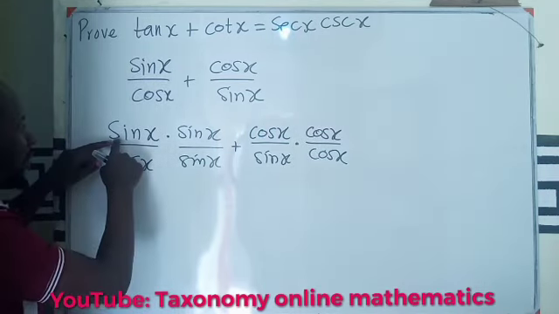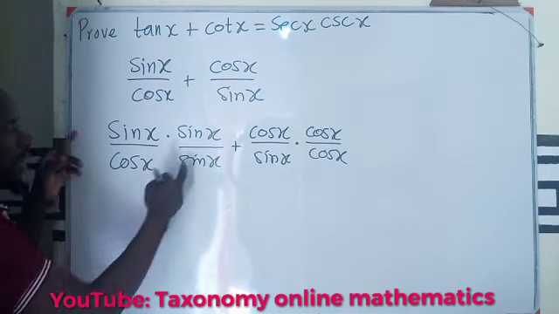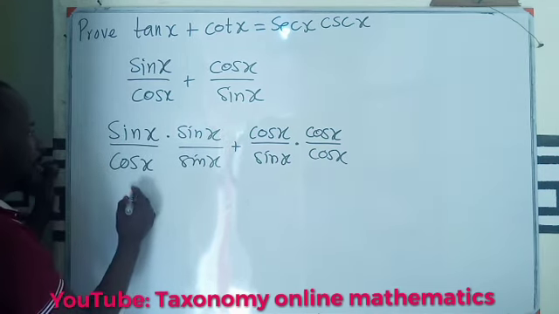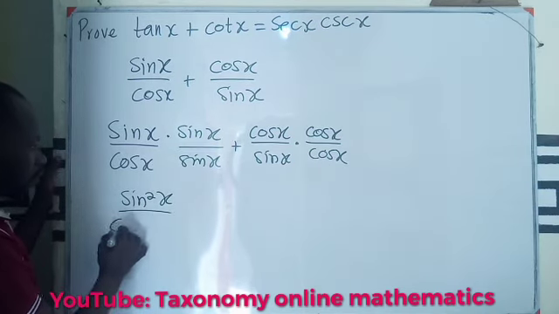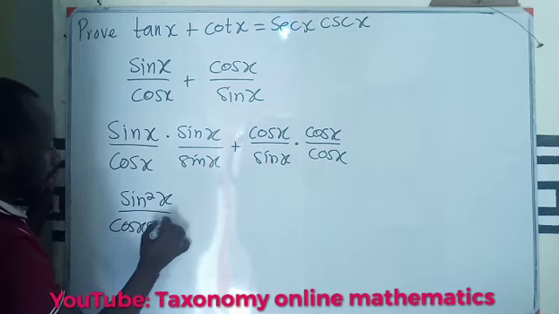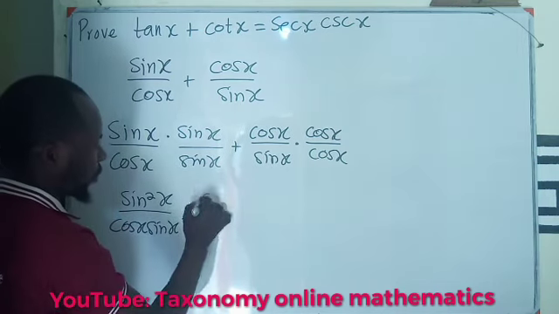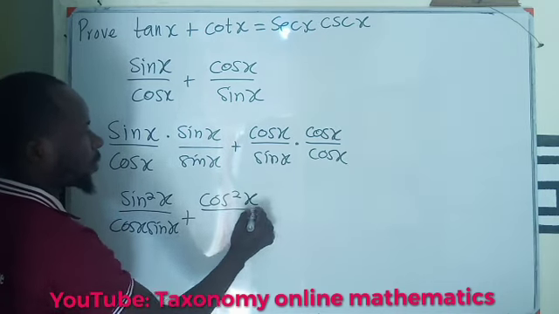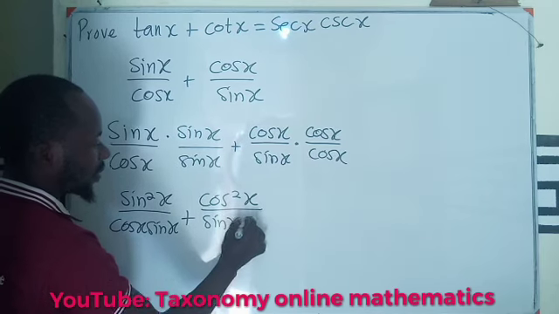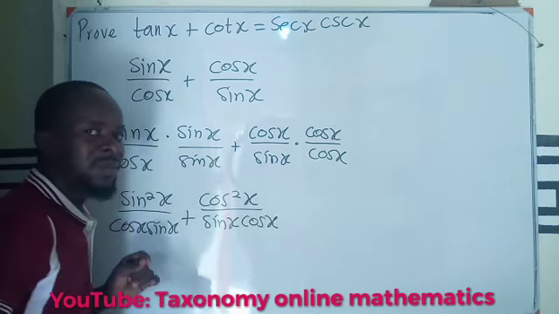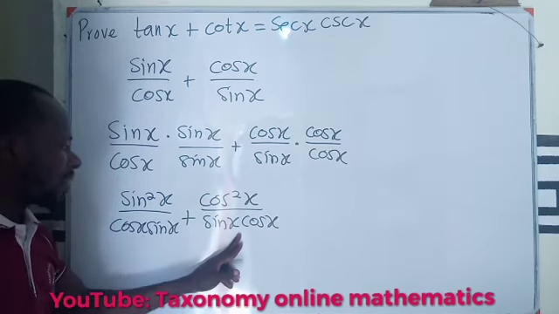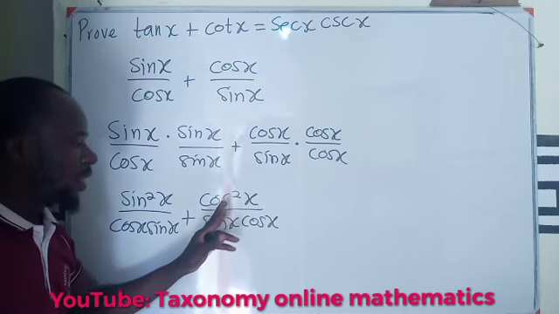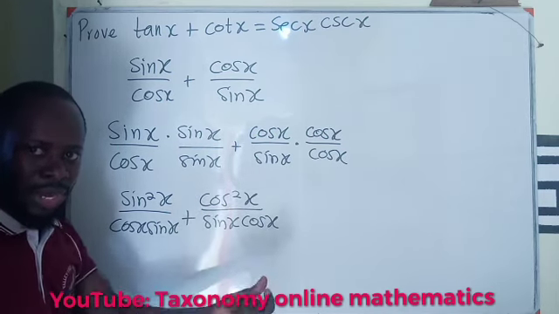So now we can multiply the top to have a value. If I multiply this, I'll be having sine square x over, what do I get? I'll be having cos x sine x. The top will also give you cos square x over sine x cos x. Now this, don't forget, multiplication is what? Commutative. So either this or this, we can still have sine x cos x as our main denominator.